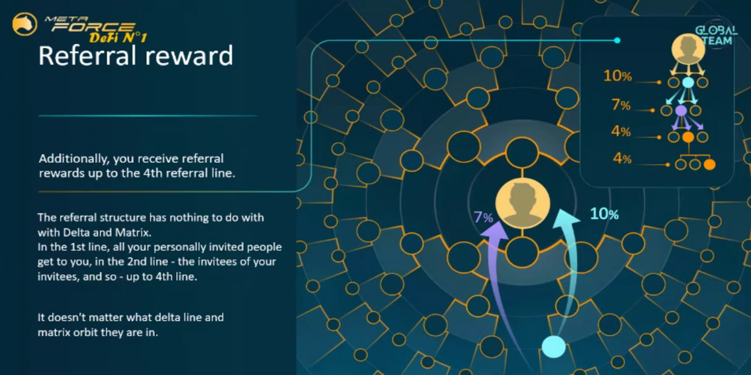Referral rewards. Additionally, you receive referral rewards up to the 4th referral line. The referral structure has nothing to do with delta and matrix. In the first line, all your personally invited people get to you, in the second line the invitees of your invitees, and so on, up to the 4th line. It does not matter what delta line and matrix orbit they are in.